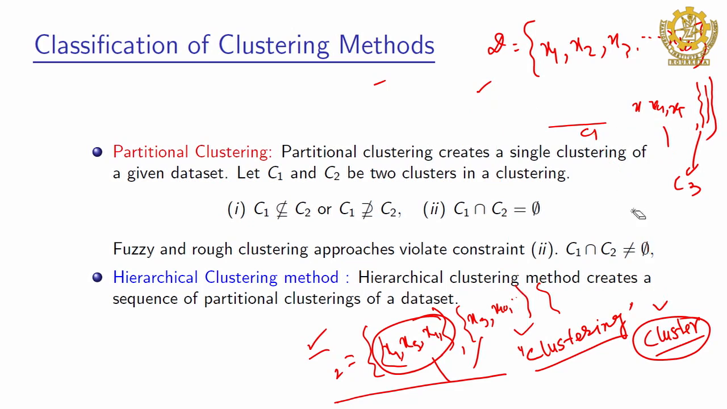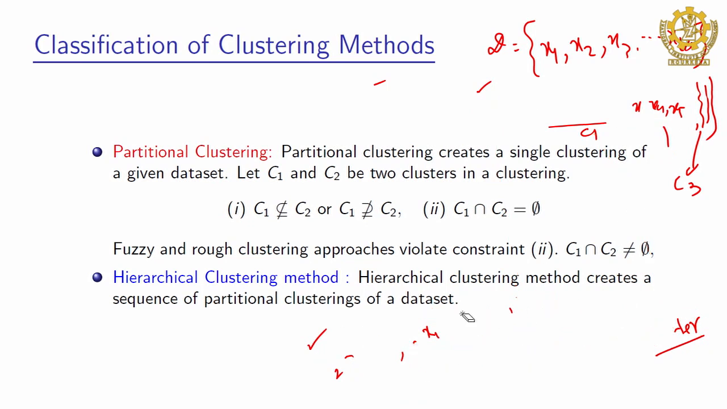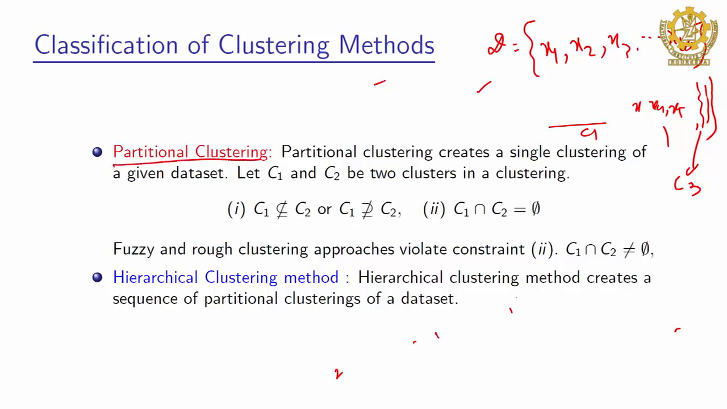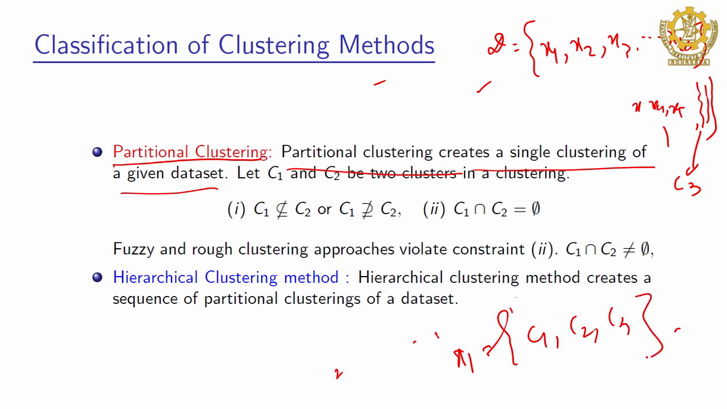There are plenty of clustering techniques, as I said, and these clustering techniques can be divided into two major parts. One is, if a clustering technique gives a single partition, then this is called partitional clustering. Single partition means it can produce either pi 1 or pi 2, not both. Now we will look into the definition here. Partitional clustering creates a single clustering of the given data. Single clustering means you can consider pi, then C 1, C 2, C 3 up to C k and so on.